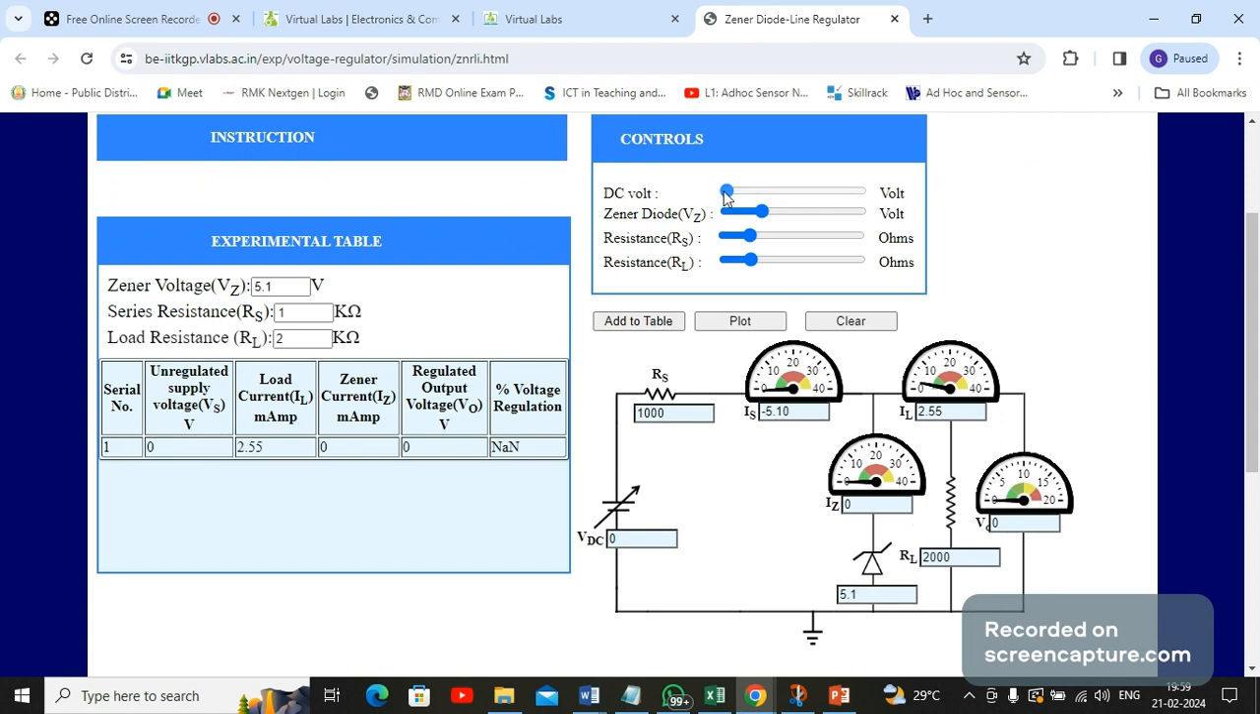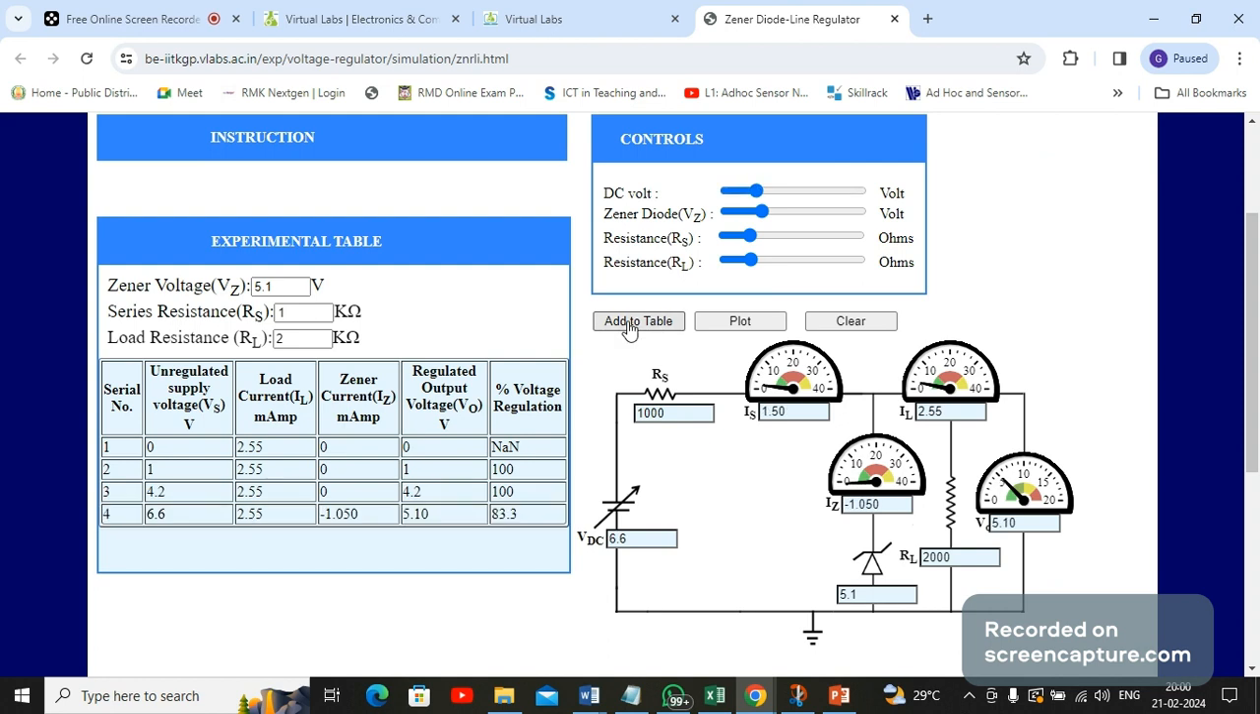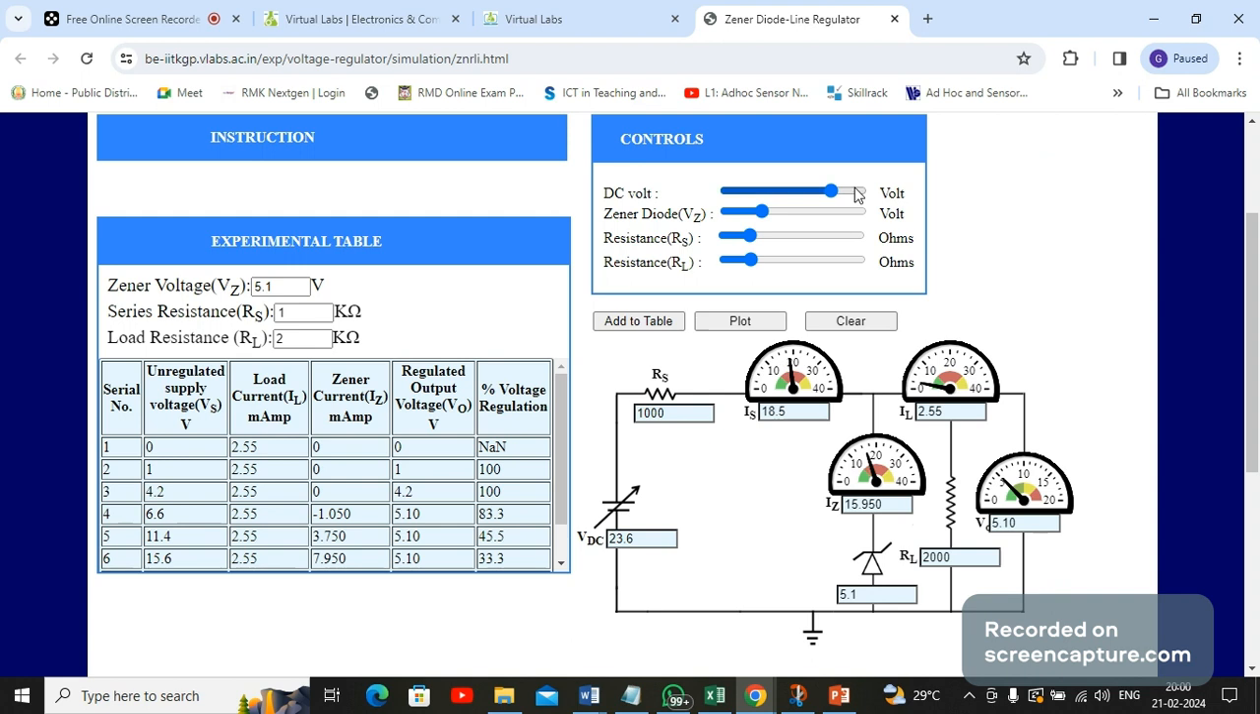Next, I'm varying this DC voltage. You could see the variations in the ammeter as well as the voltmeter. Once I vary the DC voltage, let me tabulate this. I'm taking some random values of DC voltage and tabulating. Meanwhile, you could see the variations in the source current, Zener current, and load current, with deflections in the ammeter. Everything is being noted. I have varied the DC voltage up to the maximum and tabulated the readings.